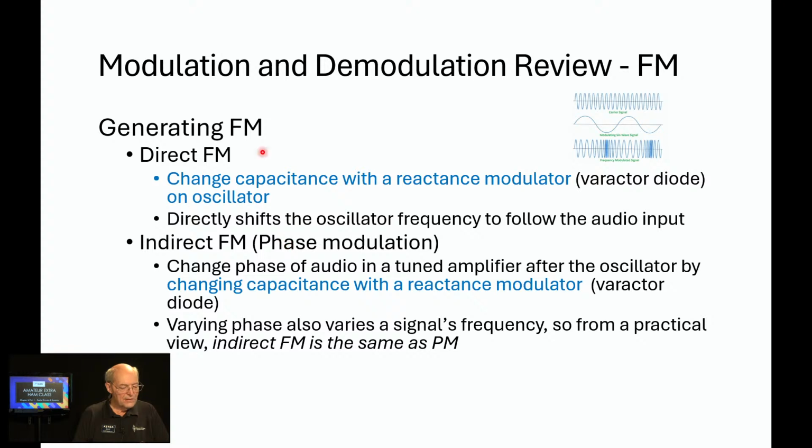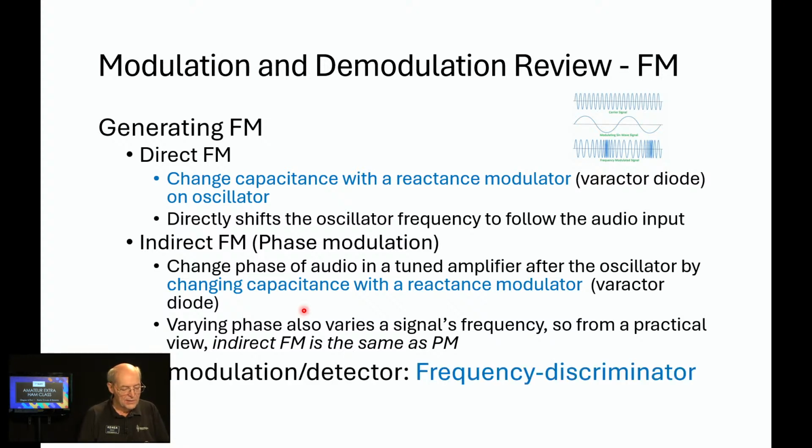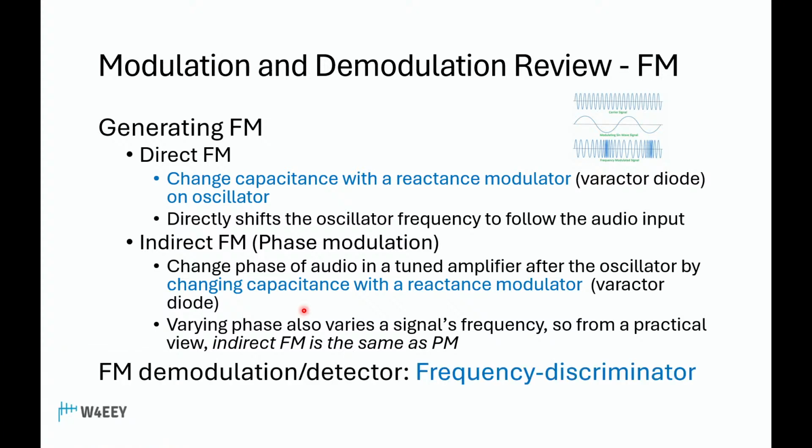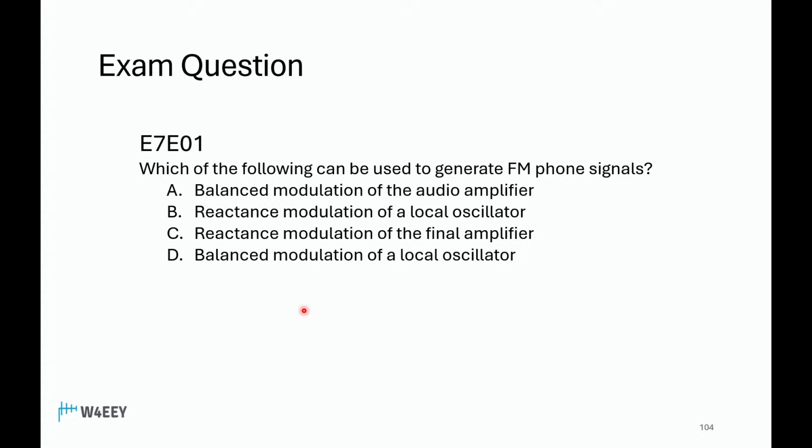So we have the two ways of creating FM, direct and indirect, doing it with a reactance modulator in both cases, just at a different point in the circuit. And for demodulation, we're using a frequency discriminator. So I'm hoping that these summary slides for single sideband and FM will help you with the next series of questions. Which of the following can be used to generate FM phone signals? We saw there were two ways. They're going to give us one in the answers.